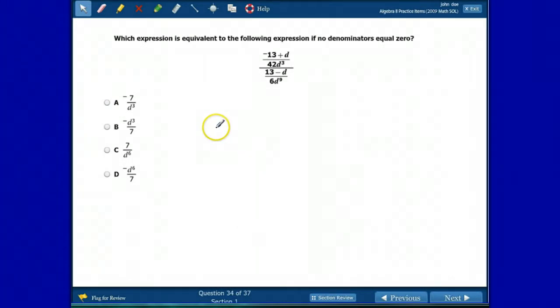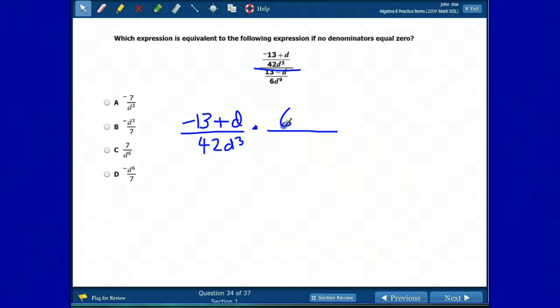Alright, so it looks like I have to clean this up again, and again I want you to think about the fact that this is just a division problem, an ugly division problem. There's a division fraction line there, so I'm going to write it long ways because I think kids understand it better if we do it that way. So we're going to put 42d cubed, we're going to put times, because remember we can only multiply, and I'm going to flip this over while I have the chance. 13 minus d.